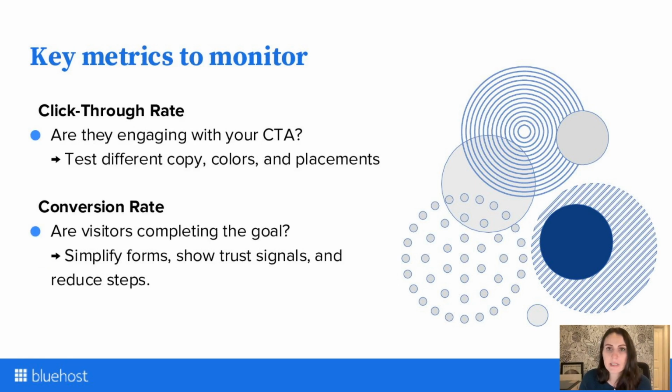Your click-through rate tells you if people are interacting with your call to action. Are they engaging with it? Are they hitting that subscribe now? If not, it's probably time to run some tests on that. Maybe the copy isn't strong. Maybe the button isn't visible enough. Maybe the placement's wrong. You'll want to A/B test those things and make small tweaks, and we'll talk about A/B testing in a minute.